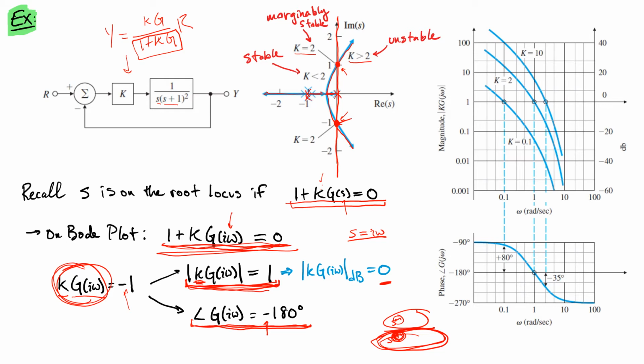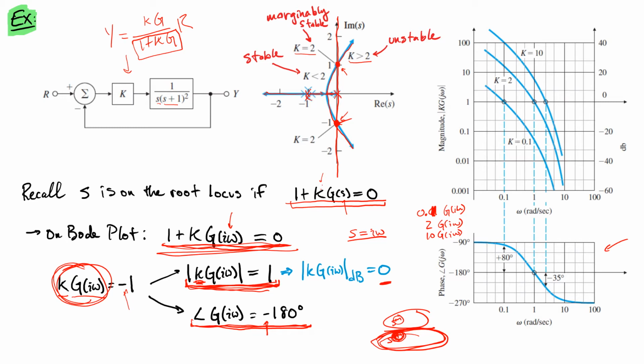So that's why if we were to plot the Bode plot for 0.1 times g of i omega, and then also plot 2 times g of i omega, and 10 times g of i omega, all of these curves in the phase diagram for Bode are all the same. But in the magnitude, it shifts them. And because we're on a decibel plot, you're going to have to convert that magnitude change in k into dBs.